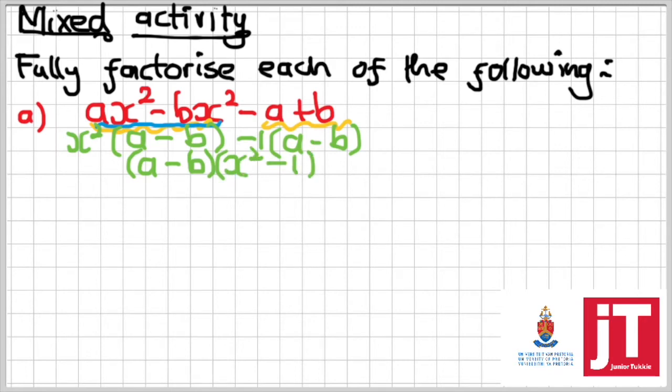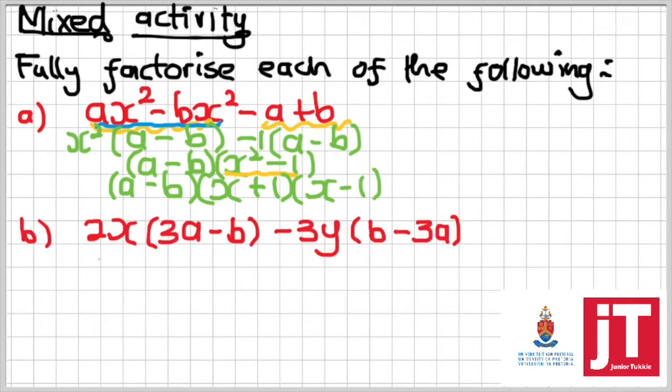But that x squared minus 1 is actually a difference of two squares, so I can further factorize it into (a minus b) multiplied by (x plus 1) multiplied by (x minus 1). We move on to part B.